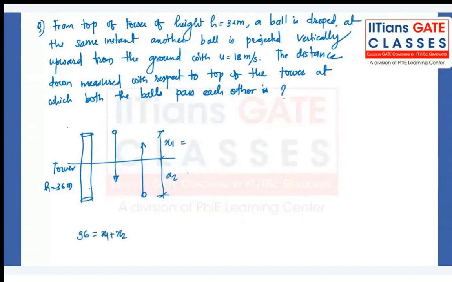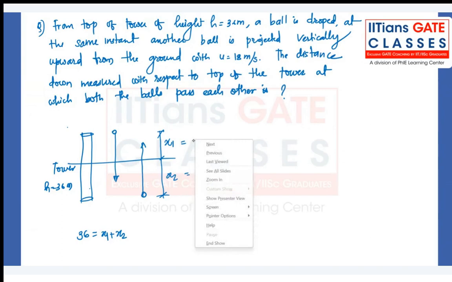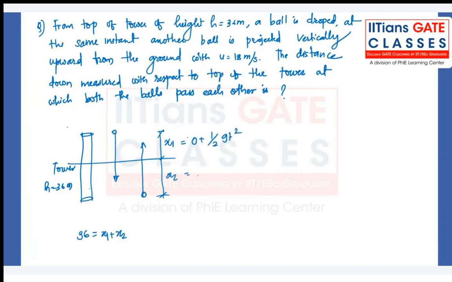ut plus half at square. So initially velocity is 0, so 0t. Basically it's 0 plus half gt square. And what about x2? Initial velocity is 18 meters per second, so 18t minus half gt square. So if you add them, half gt square plus 18t minus half gt square, the gt square terms cancel out. 18t is equal to 36. This implies t is equal to 2 seconds.